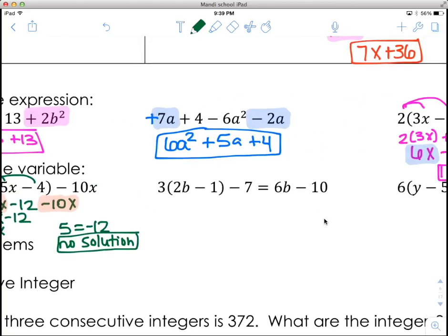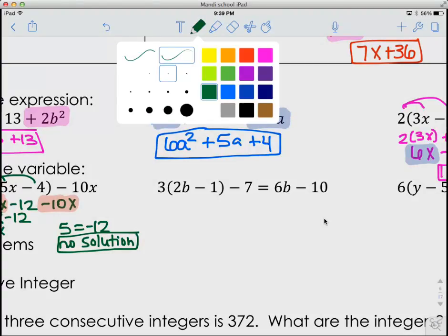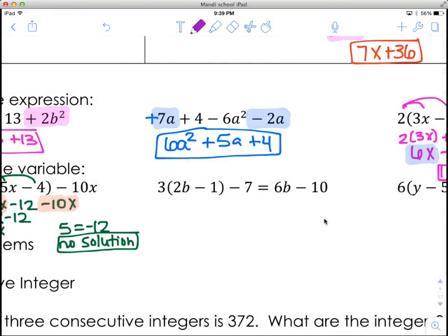Okay, I'm going to work one more of these. And then we're going to jump down to the word problem, so we have time to do them. Okay, so left side, right side, distribute. 3 times 2b is 6b. 3 times a negative 1 is a negative 3. Bring down the negative 7, and we don't have anything to do over here.